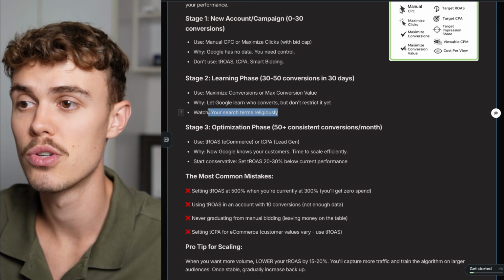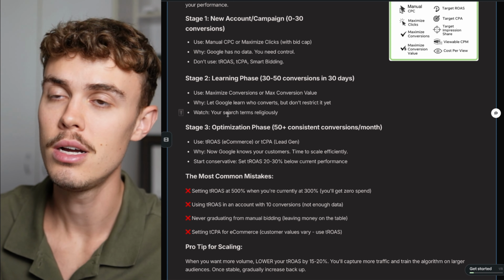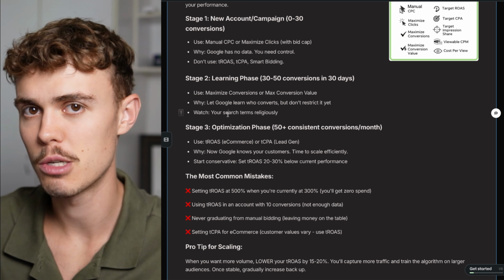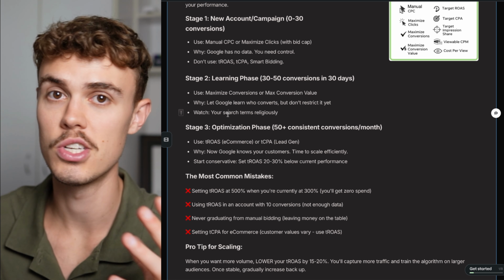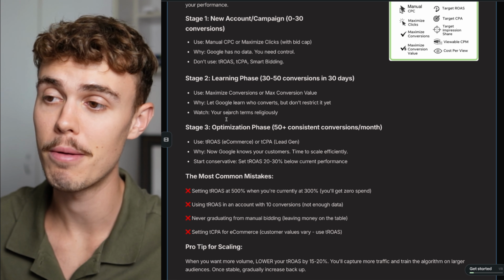Just make sure you do watch your search terms religiously because Google may start to expand a little bit too far, and you want to really narrow it down if it starts pushing too far out of your desired keyword range. Make sure you add in those negative keywords to prevent that.